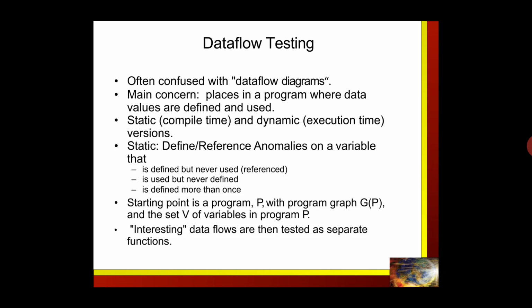Here the starting point is a program P, with program graph G of P and set V of variables in the program P. So P is nothing but the program, G of P is the program graph of that program, V is nothing but the variable set. So interesting data flows are then tested as separate functions. Okay, the data flows which are actually considered and tested as a separate function.